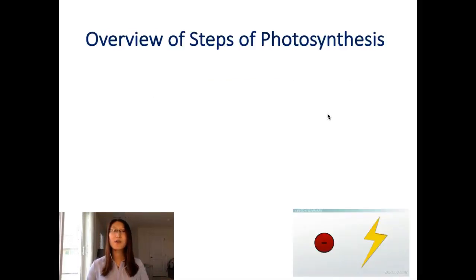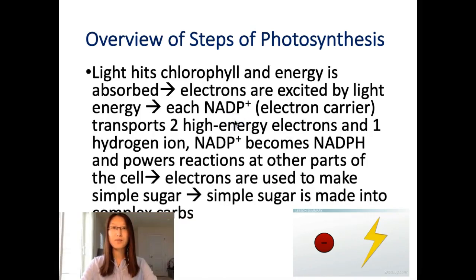All right, now let's take a look at an overview of steps of photosynthesis. As you might remember, electrons have a negative charge, and what you need to remember is that the first step of photosynthesis is right here. Light hits chlorophyll and energy is absorbed, electrons are excited. So this is what I want you to do with me, okay? This will help you remember and get the questions right and really understand how photosynthesis works. So we have this right here is our chlorophyll.